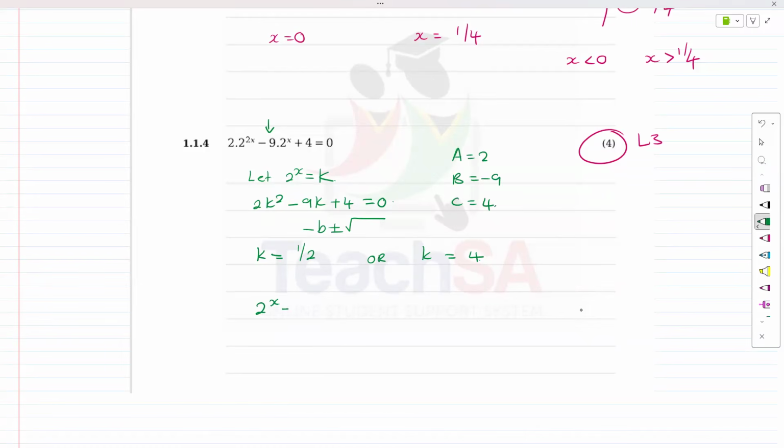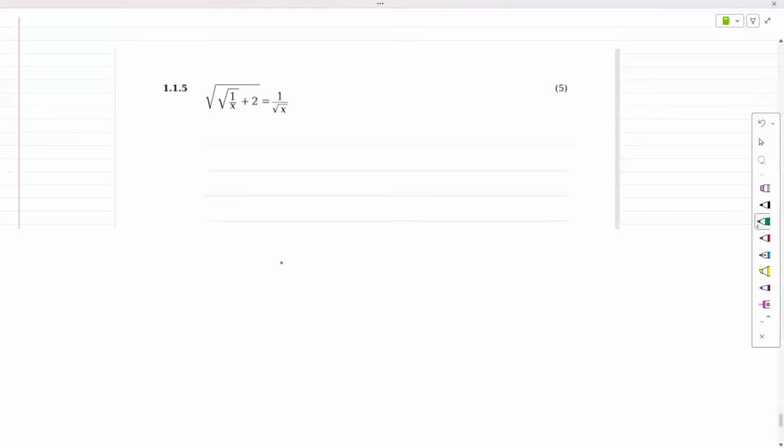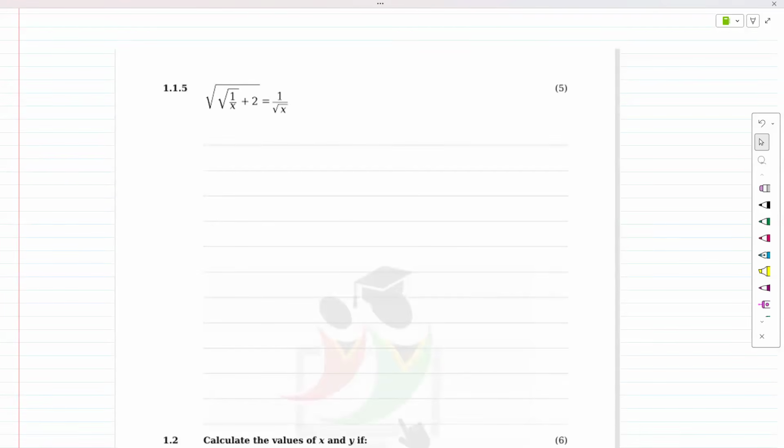So that's 2 to the x equals to half. 2 to the x equals to 4. We can use log. You could use anything you want to deal with from here, but this would be 2 to the minus 1. Cancel, cancel. X equals to minus 1. This one will be 2 to the x equals to 2 to the 2. Cancel, cancel. X equals to 2. And that's all there is to this question. Quite simple. Next one, I understand. The next one, I understand.